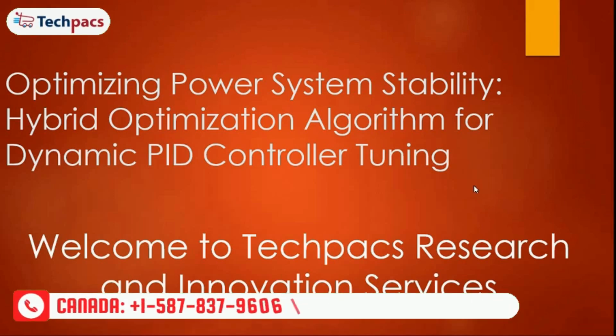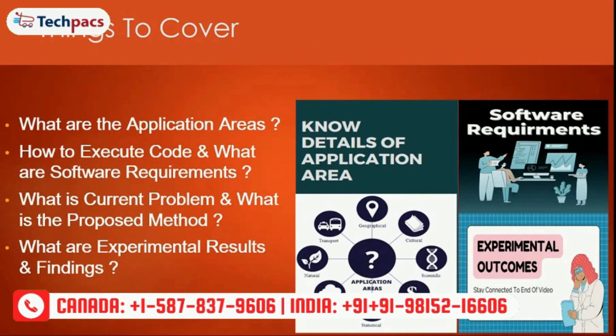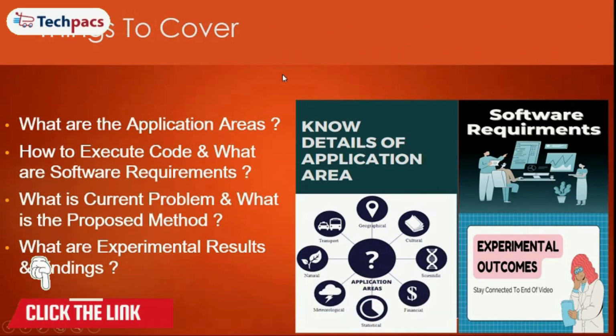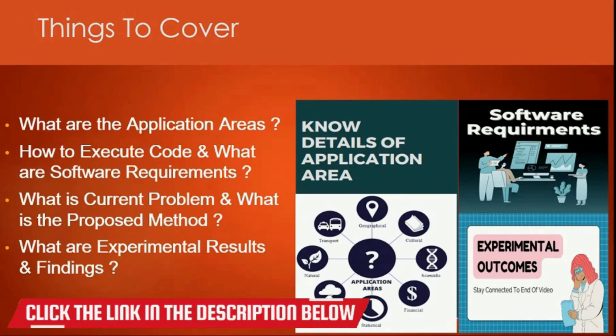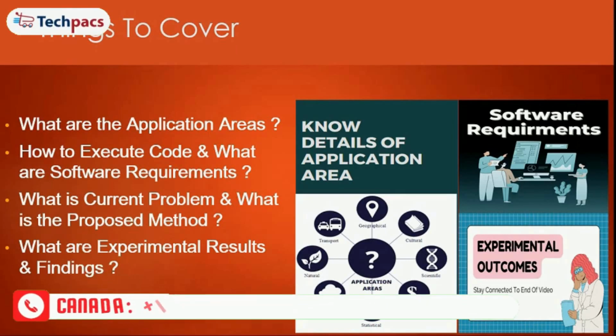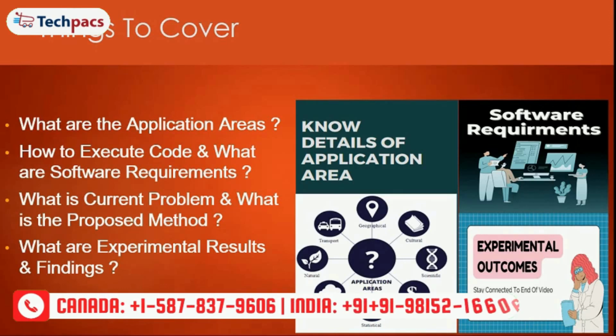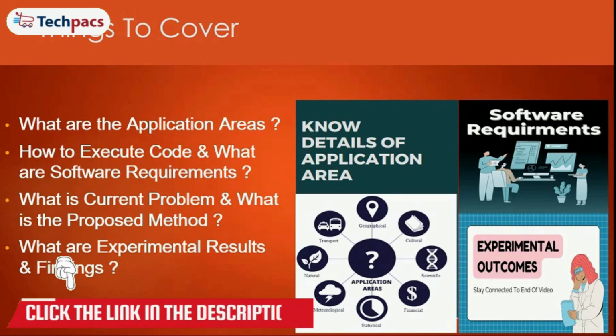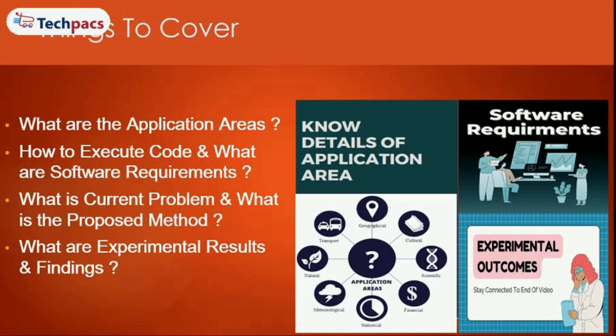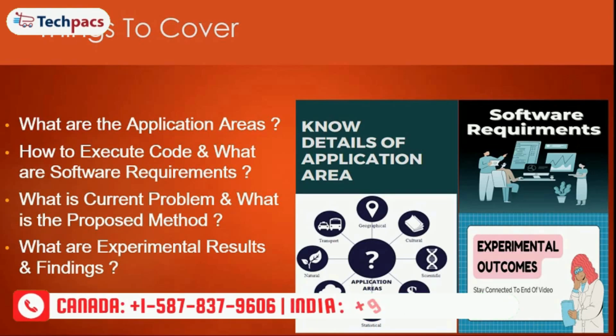Before moving to the video, in the domain of power system, we will see what we will cover. We will discuss the application areas where this can be implemented or can be useful. Then, whatever code is designed, how to execute it, what the files are, and what software requirements are needed to execute it. Then we will talk about what the current systems are, what problems are identified in them, and exactly what is implemented in the proposed system. Finally, the experimental outcomes and findings will be discussed. So let's move to the application areas.